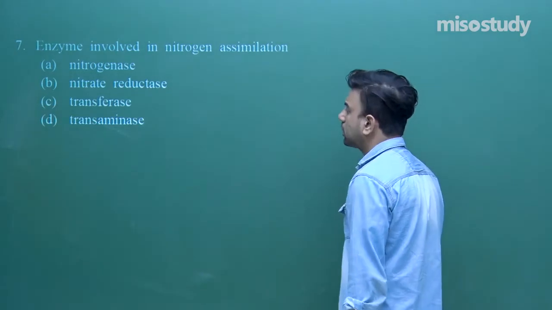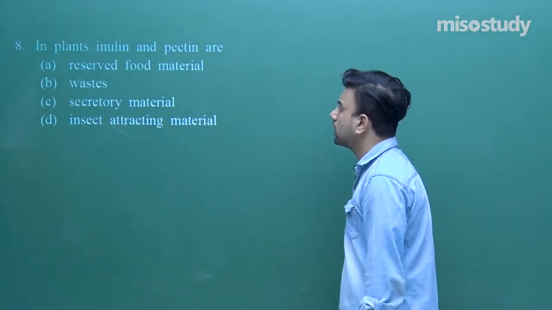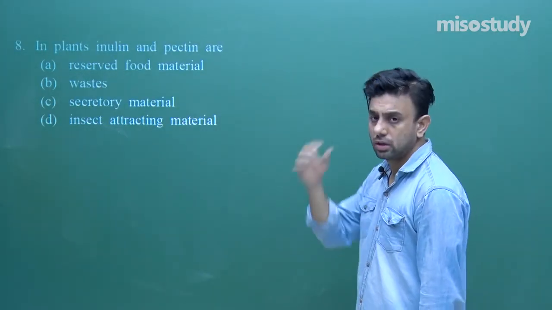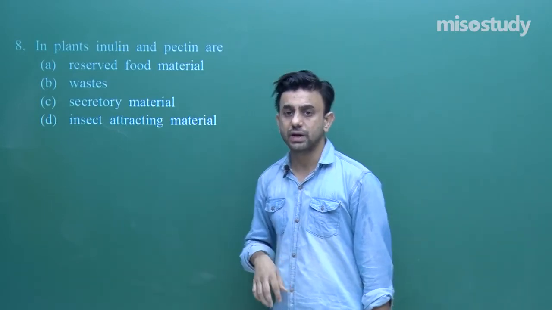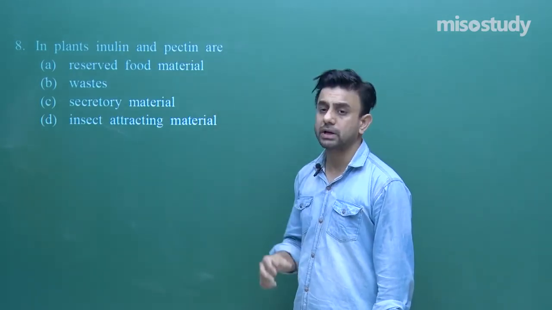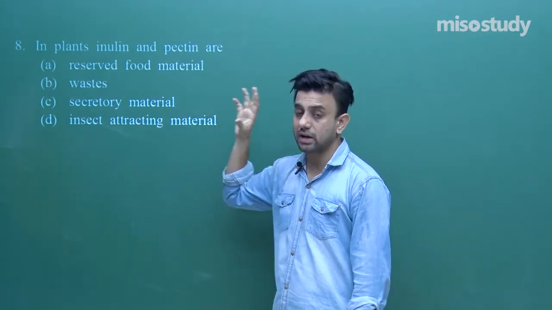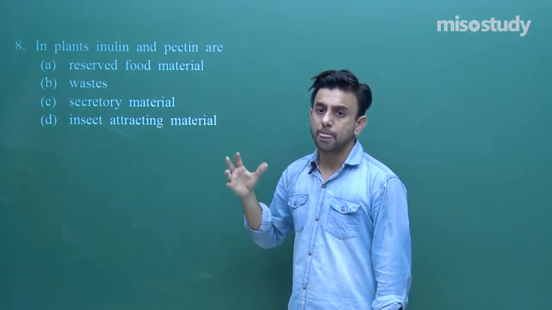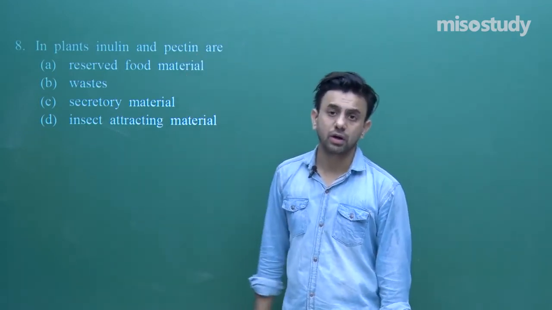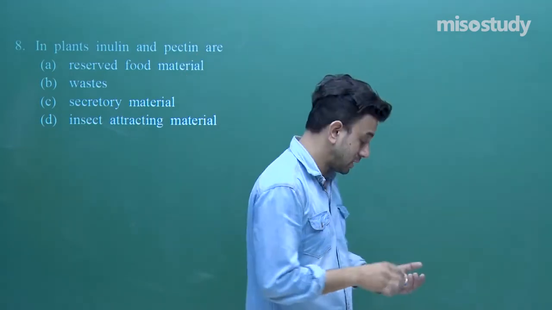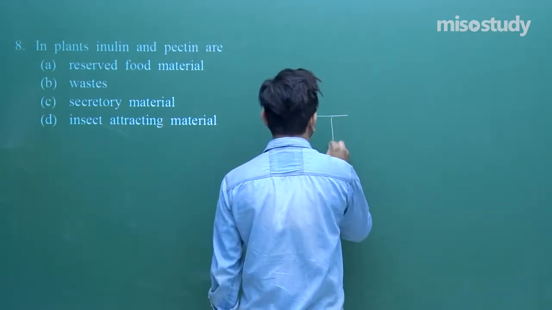Let us talk about the next one. In plants, inulin and pectin are what? Now, inulin is a polymer of fructose, right, and pectin is a mucopolysaccharide. When the fruits ripen, this is what supplies the carbohydrate to the fruit.